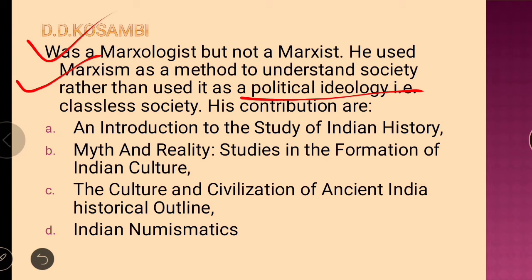So here are some of his contributions. Do remember all those names of the books. This might come in the examination. The first one is An Introduction to the Study of Indian History. Then Myth and Reality: Studies in the Formation of Indian Culture. The Culture and Civilization of Ancient India: Historical Outline, and Indian Numismatics. These are a few important contributions. He even was a very good mathematician, right?